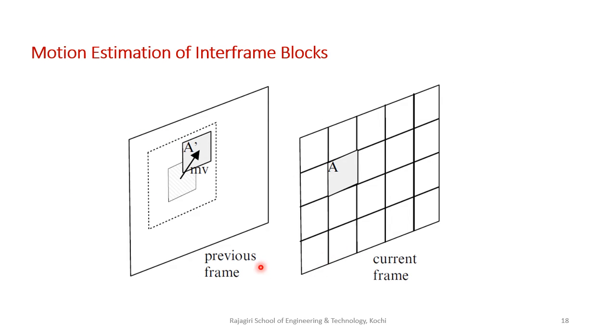This figure shows how the motion estimator works. So each block in the current frame is compared with a set of blocks of the same size in the previous frame to determine which is the block that best predicts the current block. So when a best match is found, a motion vector is determined which specifies the reference block.